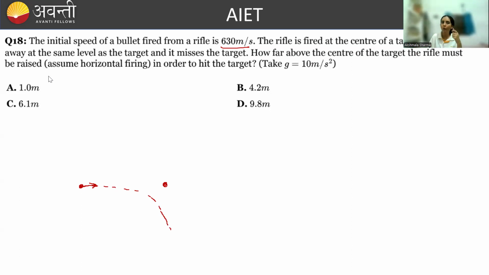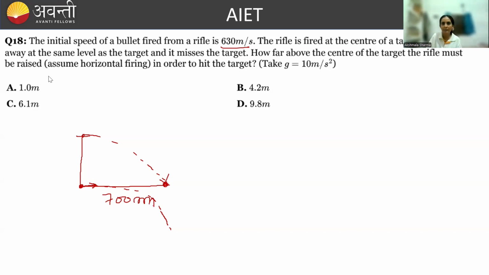So if you want to hit the target, we must fire the bullet from a certain height such that when it comes down, it will hit the target like this. So that is what the question is saying. The rifle is fired at the center of a target 700 meters away. So how much distance away is this target? 700 meters.